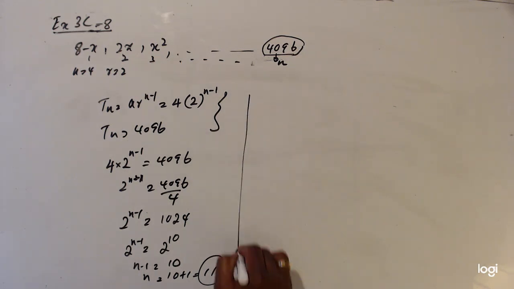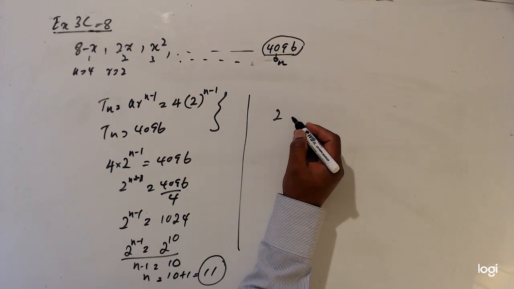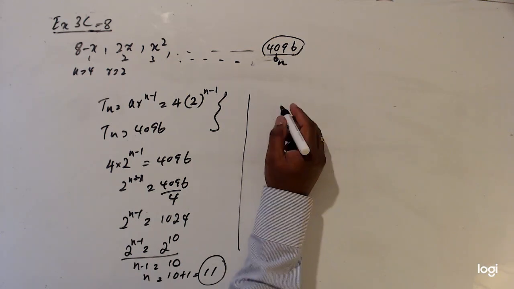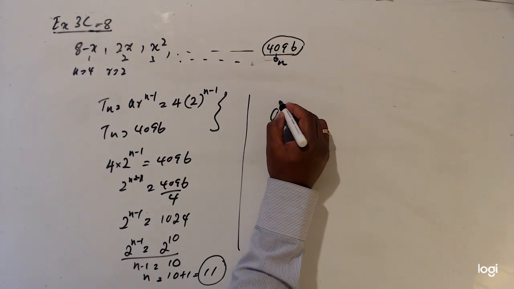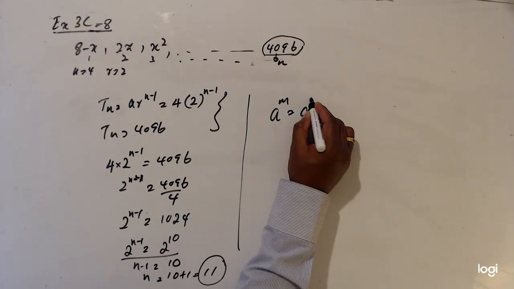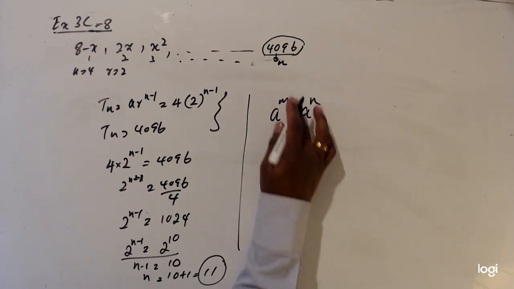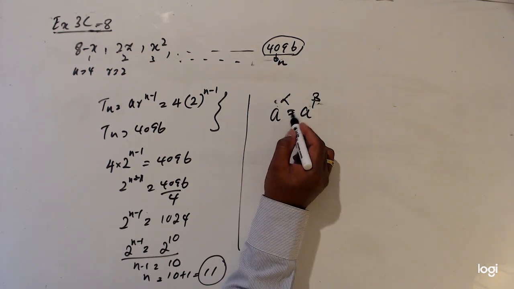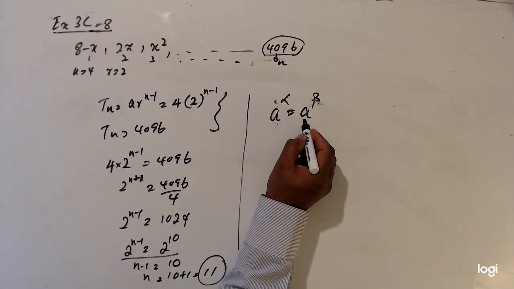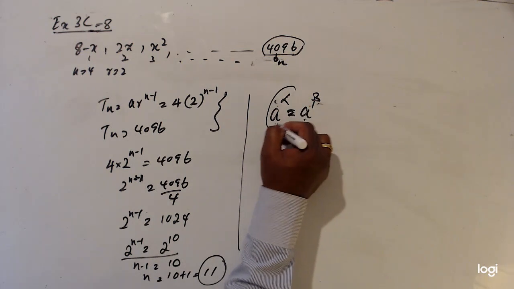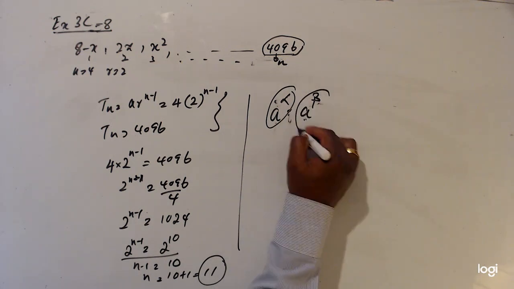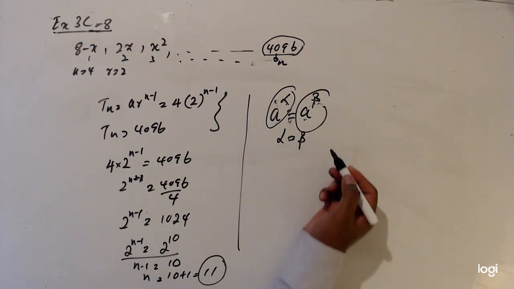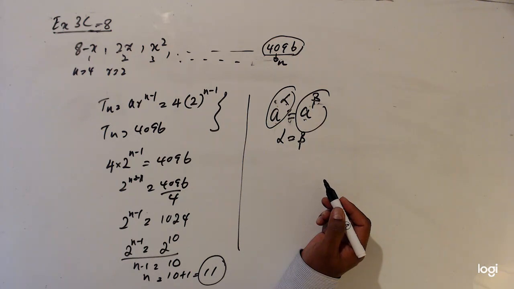Just to revise this one: if you see a to the power m and a to the power n, let's say alpha and beta, since the base is the same, then to equate these terms, the powers have to be equal. So this is the theory.